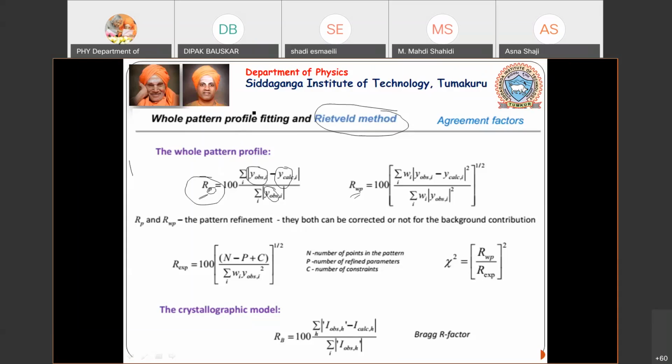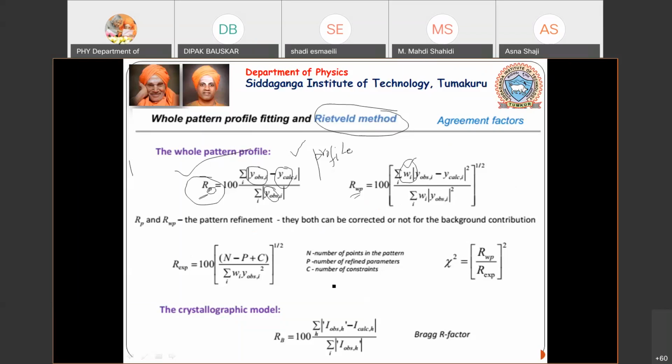This is sufficient for profile matching or profile fitting. When you're doing only profile fitting, you can use this. Then Rwp gives the goodness, or how good your fit is. The weighted one has some more contribution. It is similar to Rp, but there is an extra term, wi. This comes in when you do more quantitative analysis.